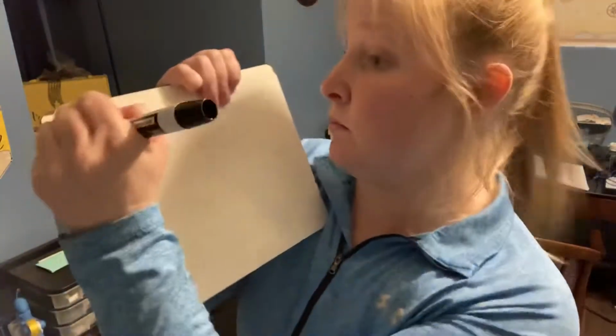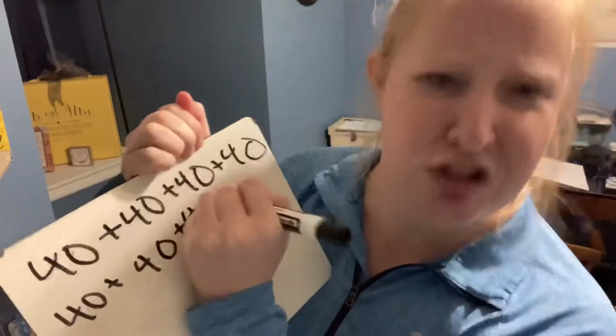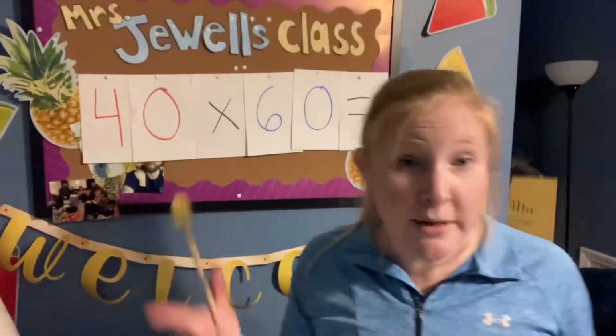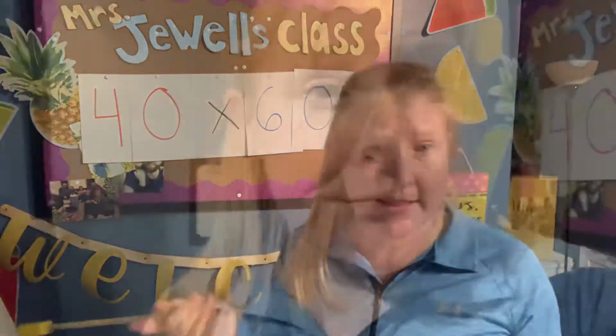Well, one way I can do it would be adding, but if I add, I'm gonna have to add 40, 60 times. This seems a little excessive to me, don't you think? So when I visualize that problem, I can multiply 40 times 60 equals what?